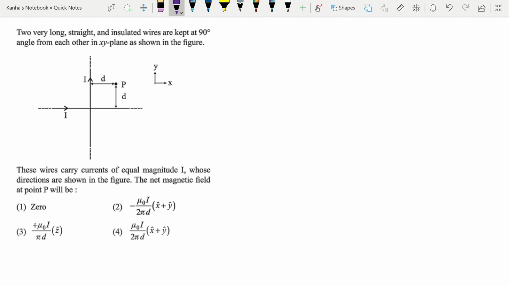As you can note, P is at a distance of d from both the wires. Now I need to find the magnetic field due to each. This will be a sum of the magnetic field due to the first wire plus the magnetic field due to the second wire. For a wire, the magnetic field is given by mu naught I divided by 2 pi d, or 2 pi r. Let's say this is the first wire, this is the second wire.